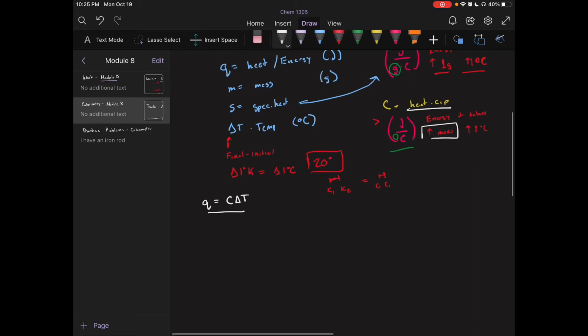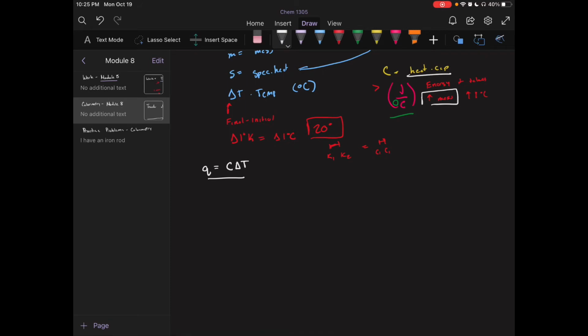And let's look down here at the Q equals C delta T equation, the Q C delta T equation. And we are looking at Q, again, is heat, and heat is energy, and energy is in joules. C is just heat capacity, and remember that heat capacity is just J over C, or joules over Celsius. And then again, we are looking at the change in temperature. And that's also in C.